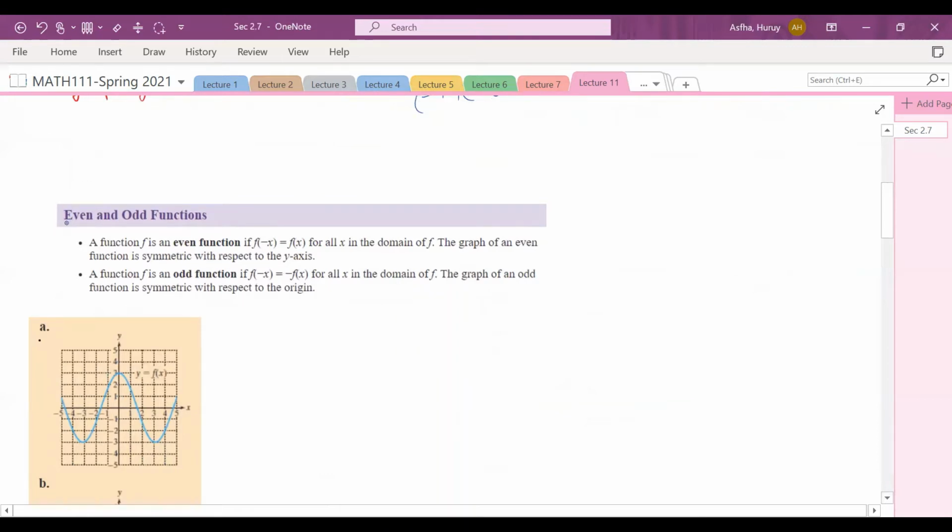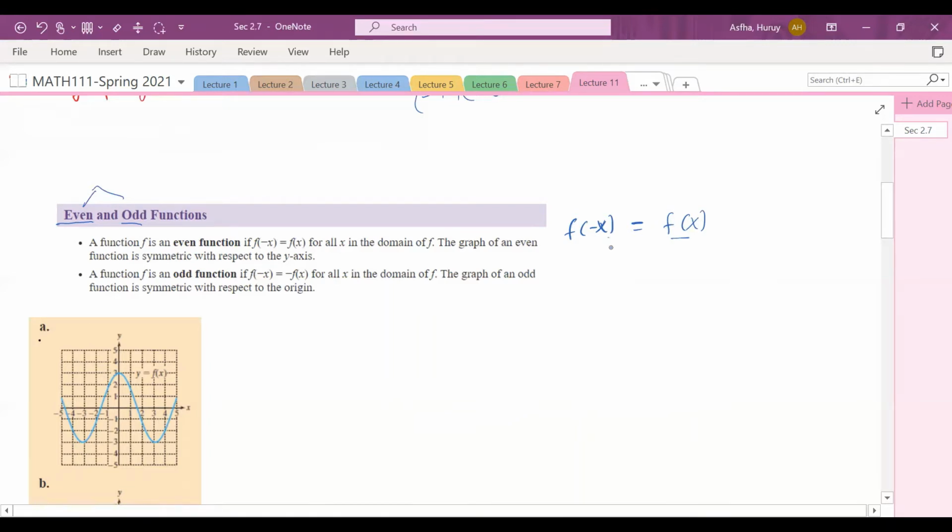Now, another behavior is determining whether a function is an even function or an odd function. First, what do we mean by even and odd? We know the terms even and odd in real numbers, right? So for functions, we call a function an even function if f of negative x, which means if we substitute negative x for x, gives us the original function f of x for all x in the domain. Then we say this function f is an even function.